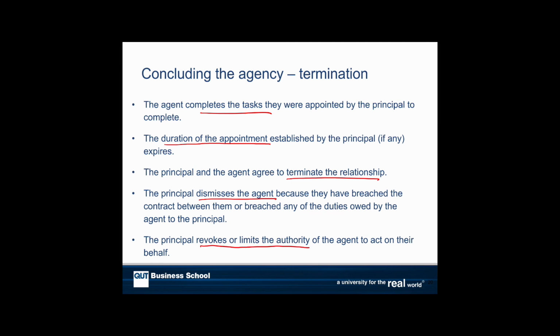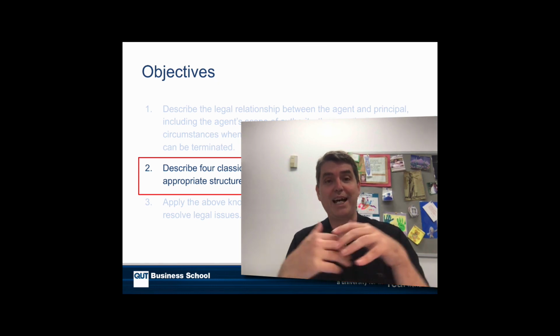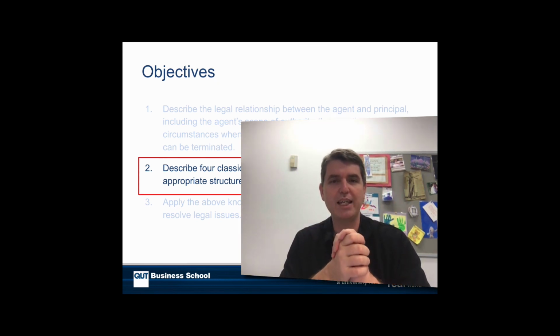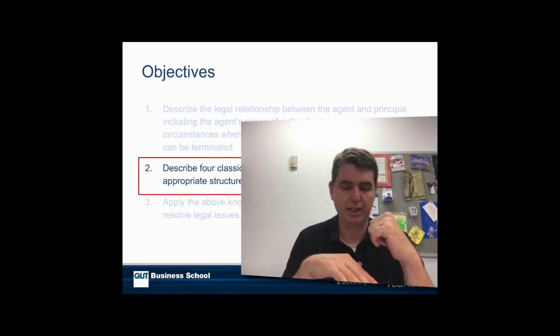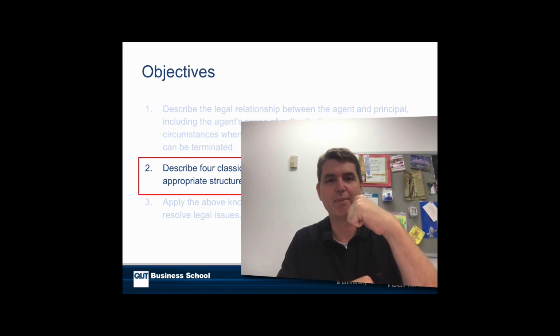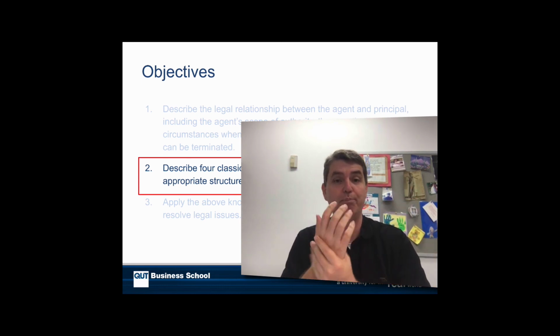Remember that you're best off, if you are establishing an agency relationship, to actually specify the appointment period, which would mean it would terminate when that appointment period is over. Note also, you can revoke or limit the authority of an agent as the principal, particularly where you find them doing the wrong thing. So with agency out of the way, those key elements of the relationship between a principal and someone acting on their behalf, we're going to now move into business structures.